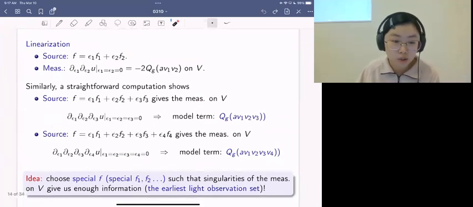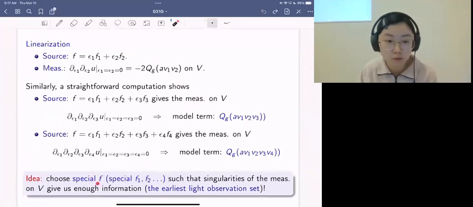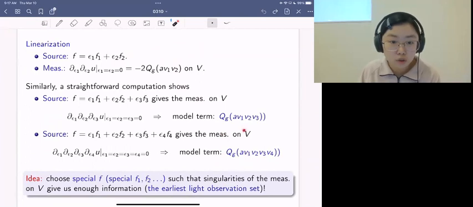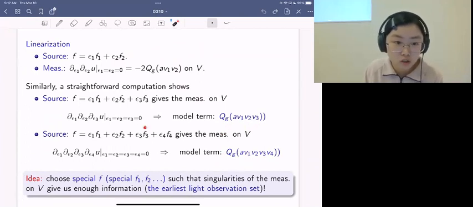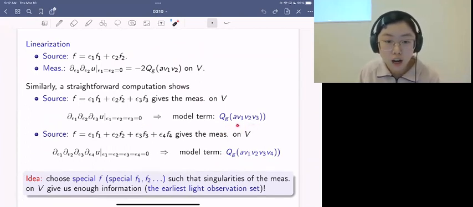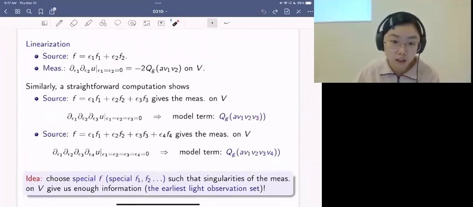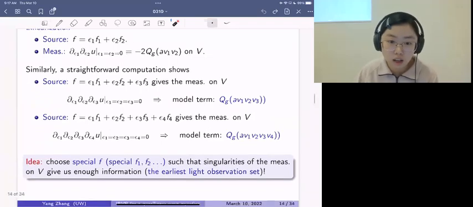Next, one can choose a special source f such that the singularities of the measurement are useful, because after using this linearization, the measurement we have is Q_j applied to the product of the solutions to linear wave equations. So we can choose special f such that the singularities of these measurements will give us the earliest light observation set.